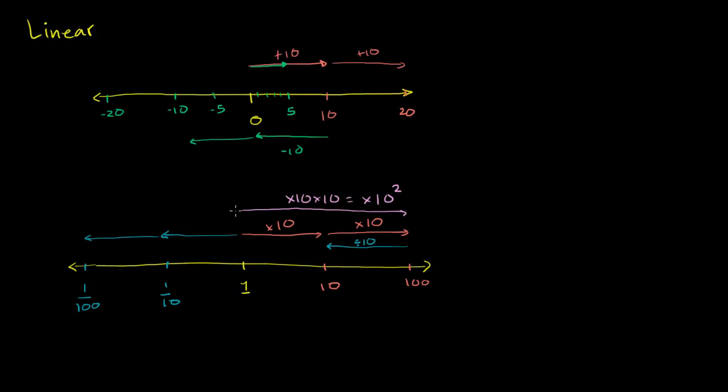Same thing if I go to the left that distance twice. Let me do that in a new color. If I go to the left that distance twice, this will be the same thing as dividing by 10 twice. Dividing by 10 is the same thing as multiplying by 1/10, so this is 1/10 squared, or dividing by 10 squared is another way of thinking about it. And so that might be hopefully a little bit intuitive. And you can already see why this is valuable.